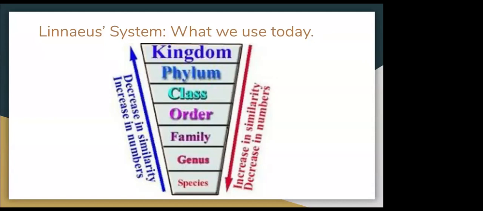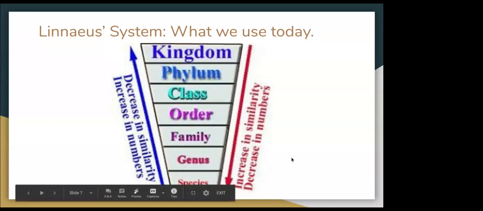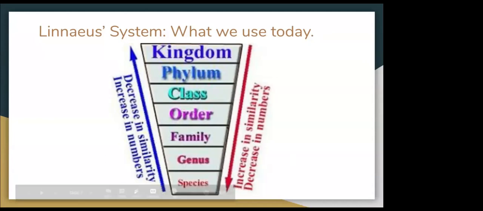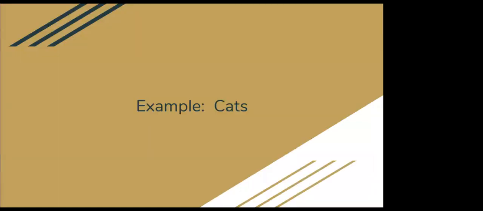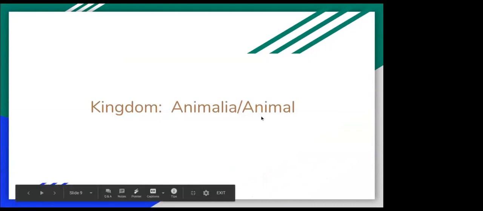So we're going to go through this to kind of show you an example of what this looks like. We're going to go through it with a cat. What does it look like for a cat, for example? The kingdom for cat is Animalia, or animal. They're in the animal kingdom.